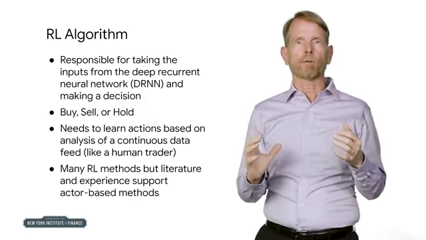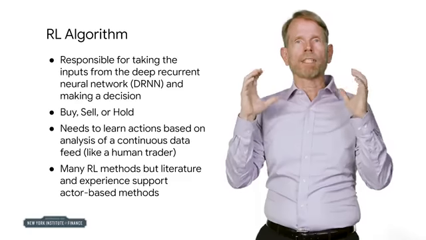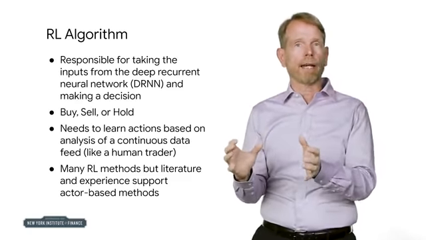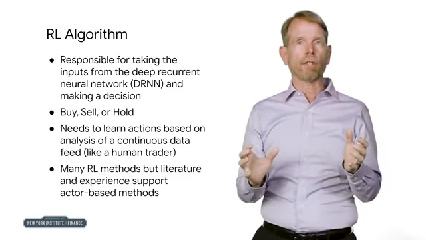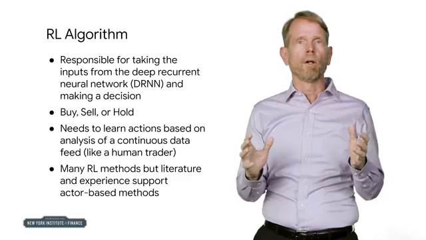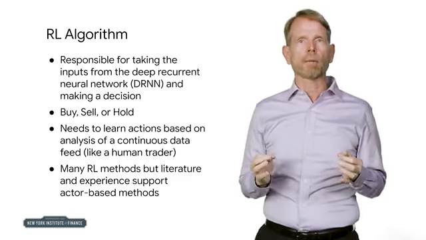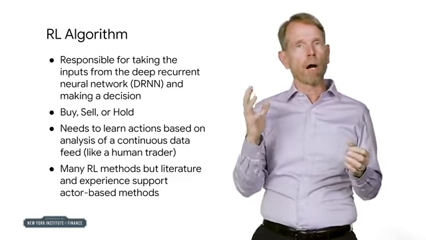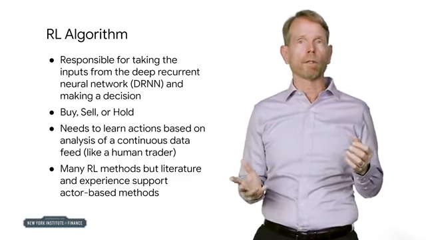This part of our RL trading system is responsible for taking the inputs from the deep recurrent neural network, or DRNN, and making a decision. This is the command center of our RL trader. What kind of decision should it be able to make? It will choose among 3 possible decisions: buy, sell, or hold.